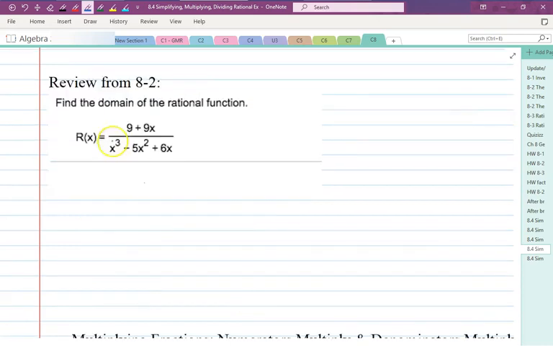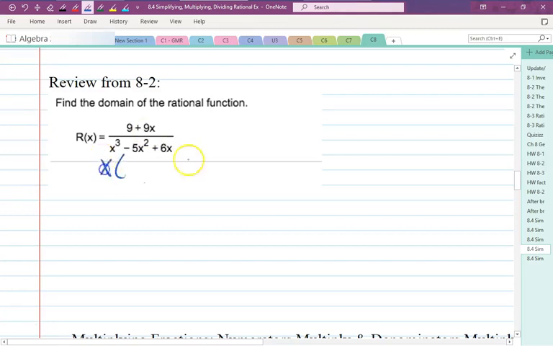A quick review, finding the domain. If we're finding the domain of a rational function, it's the same thing as finding the restrictions on the variable or the excluded values. The domain for these rational functions is what sets the denominator equal to 0. That's either going to give us a hole or a vertical asymptote, and we learned about that before. Since it's applicable to what we're doing now, we'll just go ahead and do a quick review.